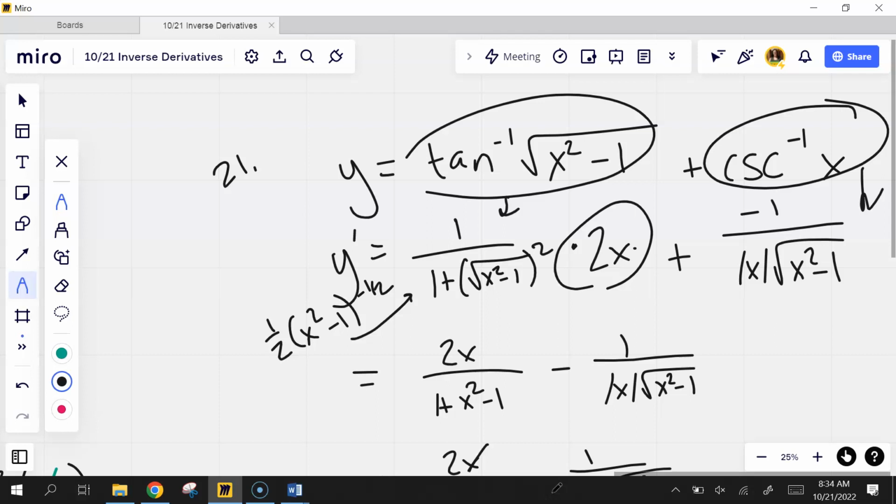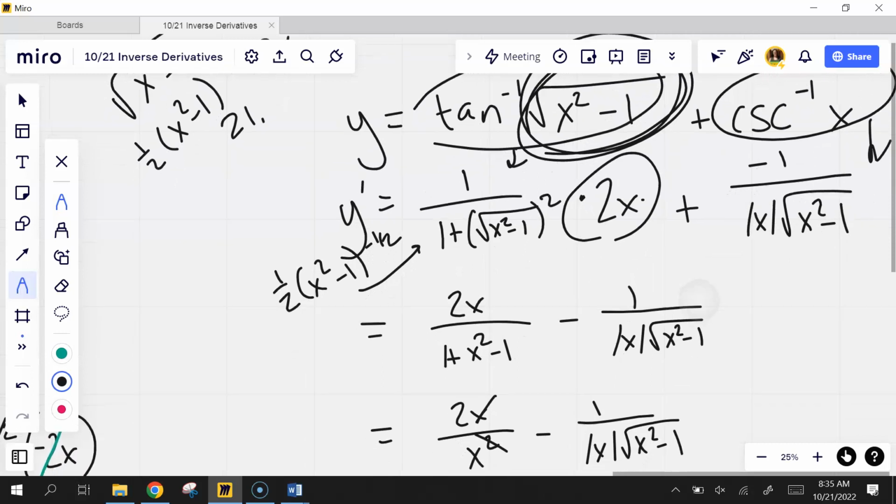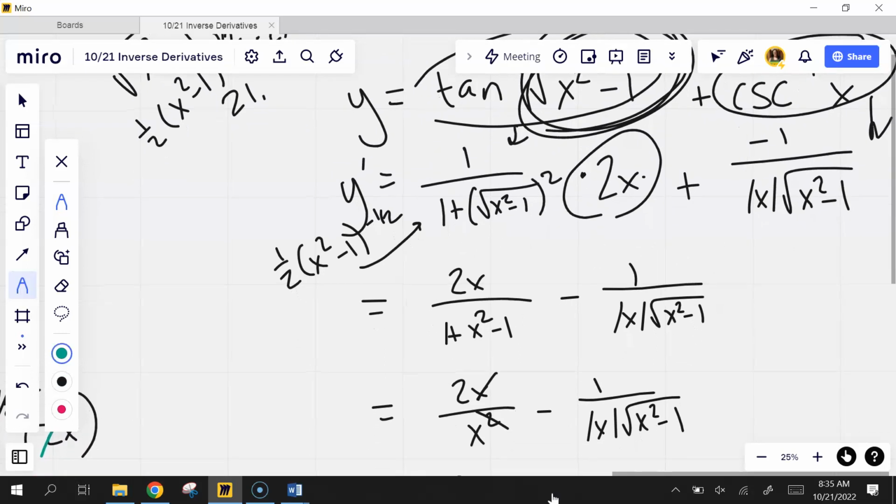I didn't chain, because this, what's the derivative of that? Well, the derivative of square root of x squared minus 1 is 1/2 x squared minus 1 to the negative 1/2 times 2x. So whenever I chain it, I need all of that instead of just 2x. That was a good catch. Sorry. Okay, which means you're right.